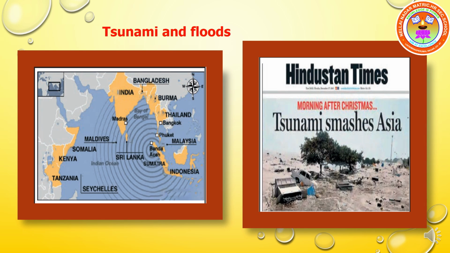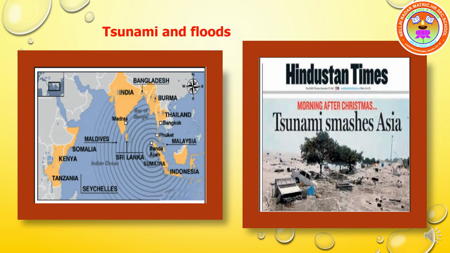Now we are going to learn about tsunami and floods. A killer tsunami hit the Southeast Asian countries on the 26th of December 2004. So, in the year 2004, on 26th of December, a massive earthquake with a magnitude of 9.1 to 9.3 on the Richter scale, with its epicenter in the Indonesian islands of Sumatra. Okay, so this is one of the biggest tsunamis in the world.